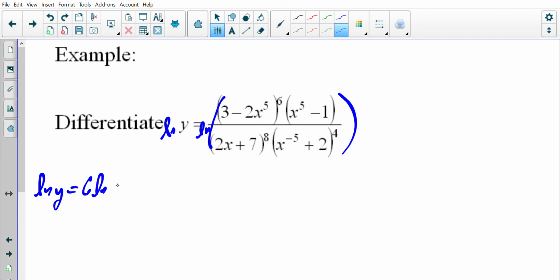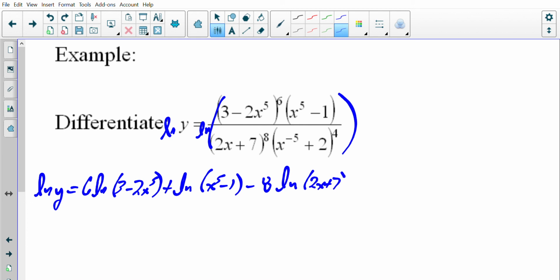So 6 natural log 3 minus 2x to the 5th, right? It would have been to the 6th, but I brought it to the front. Plus natural log x to the 5th minus 1. Subtract 8 natural log 2x plus 7. Subtract 4 natural log x to the negative 5 plus 2.